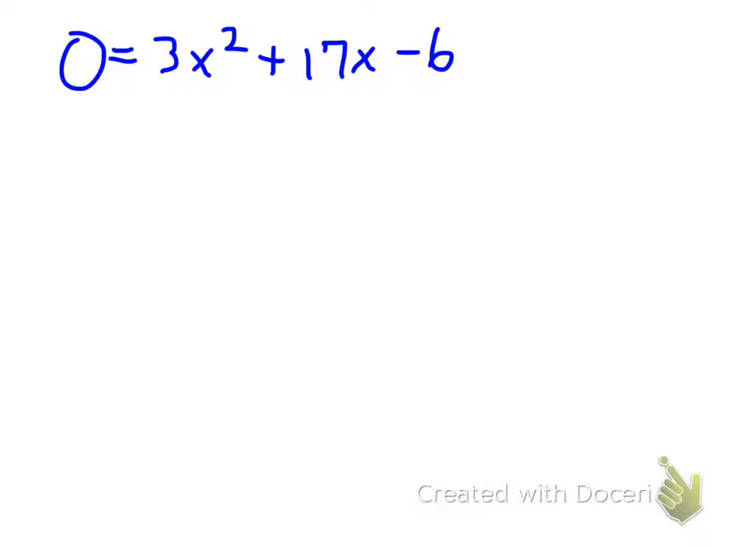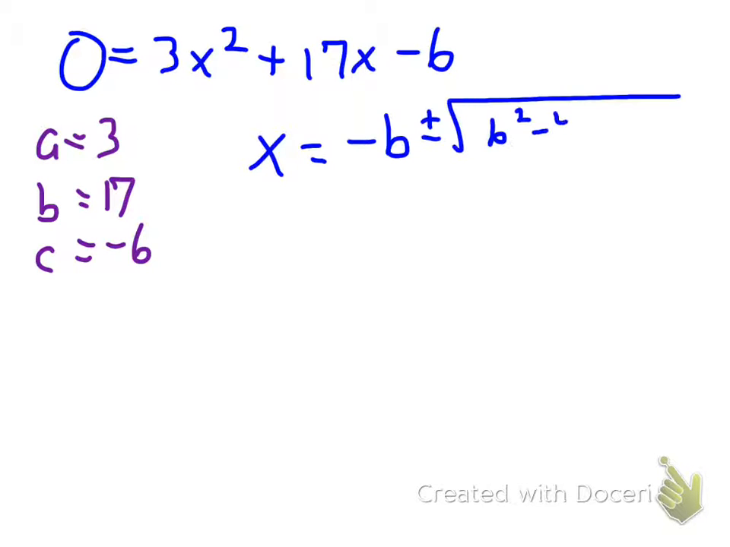I'm now going to do the quadratic formula with this one. So I want to identify my a, b, and c values. Remember, your a value is your number of x squared terms, so that's 3. My b value is my number of x terms, which is 17. My c value is the constant value, which is negative 6. It's always the one without the x.